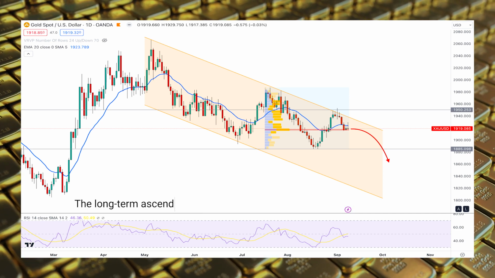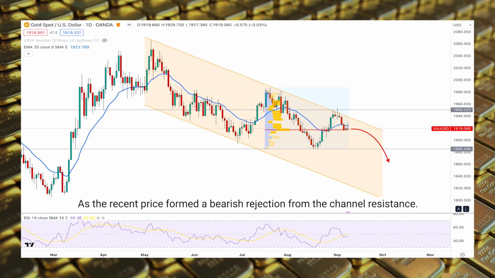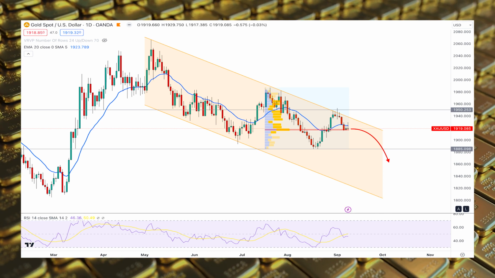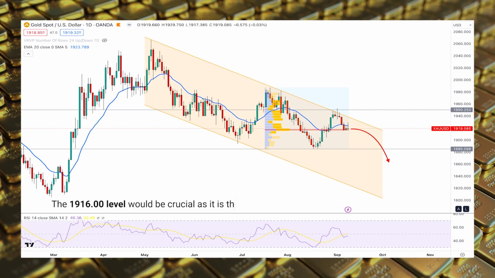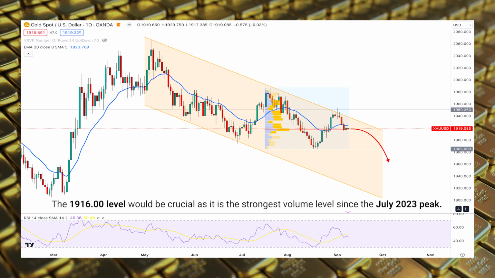Moreover, the long-term ascending channel worked as a trend continuation possibility, as the recent price formed a bearish rejection from the channel resistance. In the daily price, the 1916 level would be crucial as it is the strongest volume level since the July 2023 peak.